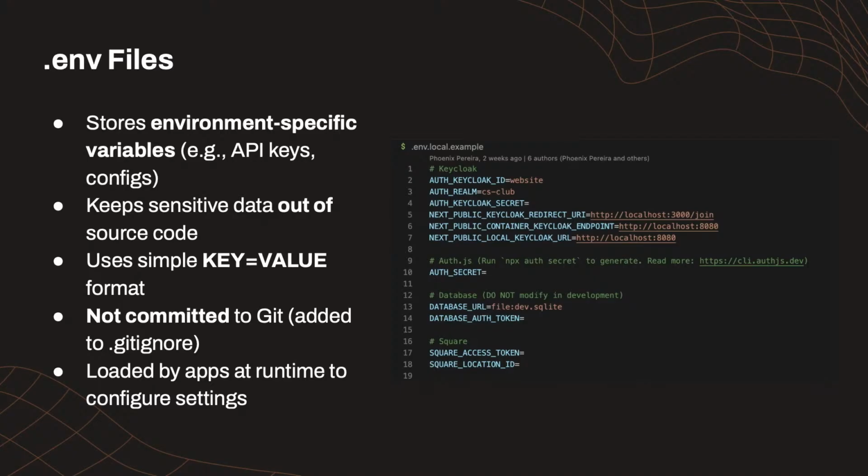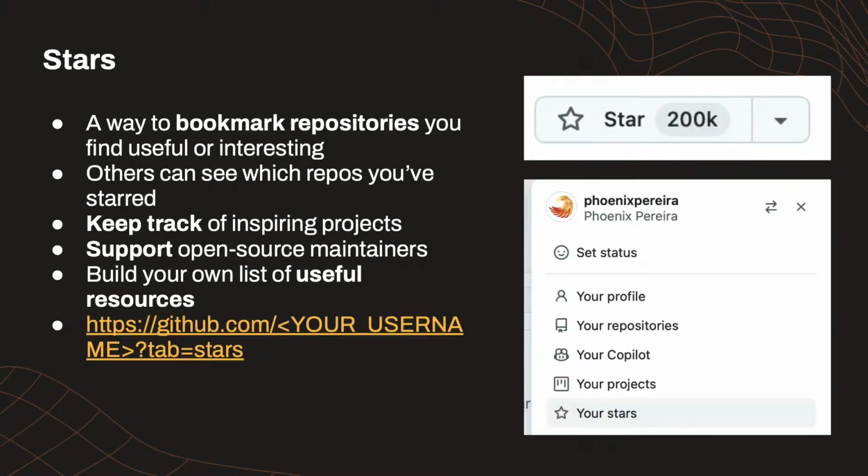You can also have .env.example, which is pushed to Git, which is just an example format for the environment variables.